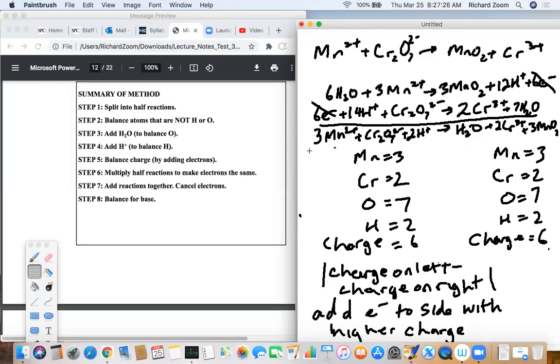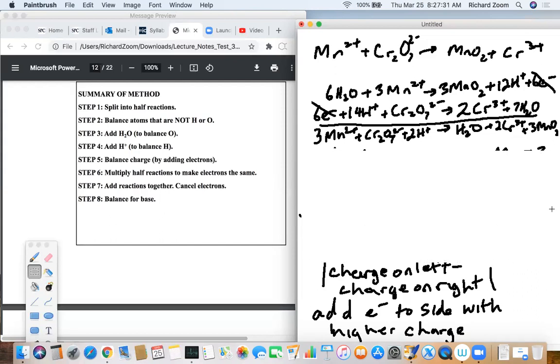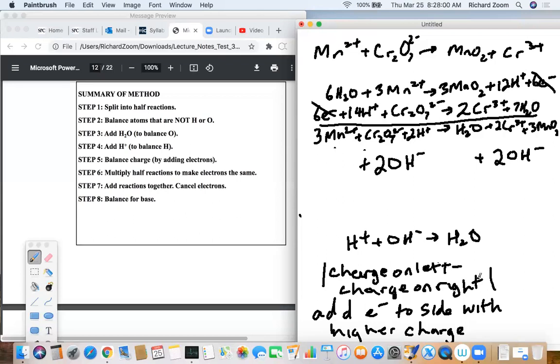Now, you can't balance for base without balancing for acid. That's really the bottom line. Well, you can, but it's very difficult. I think it's much easier just to do it this way. Now, to balance for base, what we want to do is turn this H plus into OH minus. And the way we do that is we effectively titrate the reaction, by adding the same number of OH minuses as we have H pluses. Now, the premise here is that H plus plus OH minus gives our friend H2O.